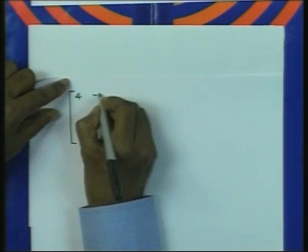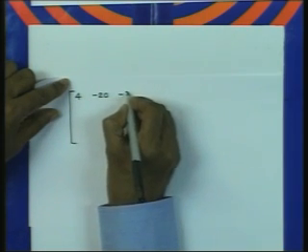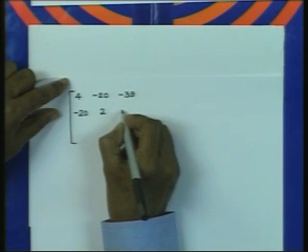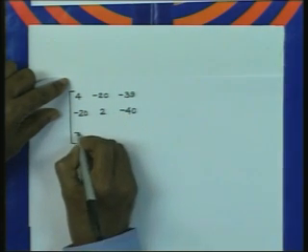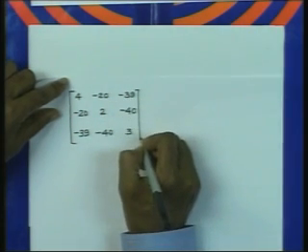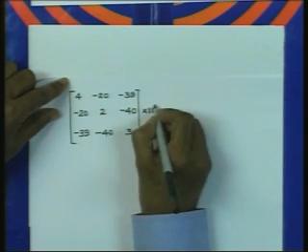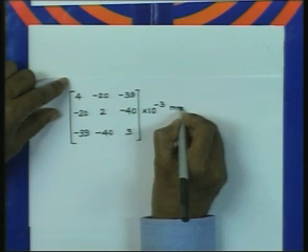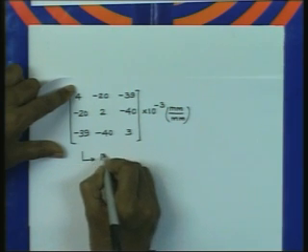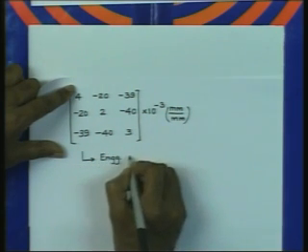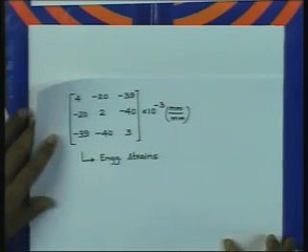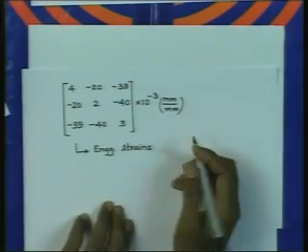4, minus 20, minus 39, minus 20, 2, minus 40, minus 39, minus 40, 3, and all these have a common multiplier 10 to the power minus 3. This is millimeter by millimeter. So these are the engineering strains at the point P with coordinates 2, 3, 4.